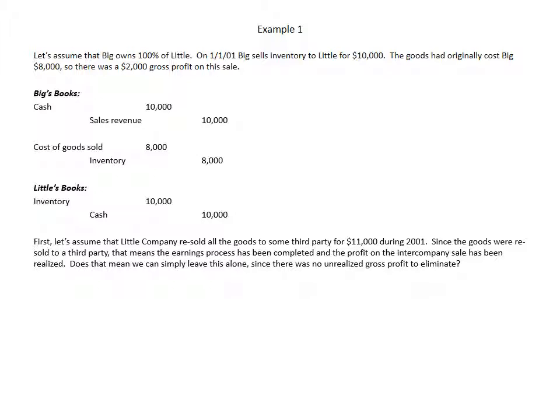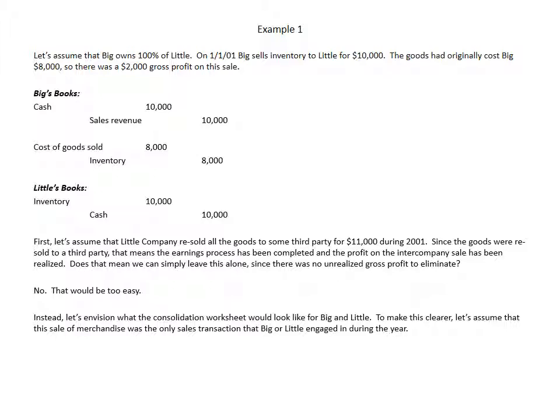And does that mean that we can simply leave this alone since there's no unrealized gross profit to eliminate? And the answer, of course, is no. We still have to eliminate the intercompany sales revenue, we have to eliminate the intercompany cost of goods sold, and we're also going to have to fix the cost of goods sold that Little is reporting, because again, Little is going to report cost of goods sold of $10,000 when they sell this merchandise.